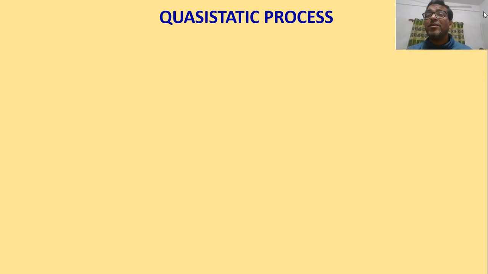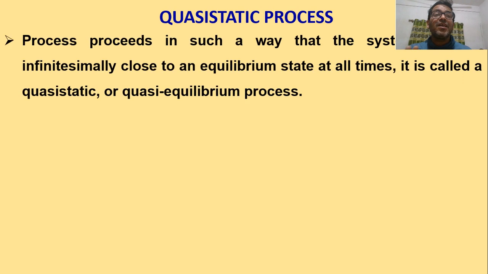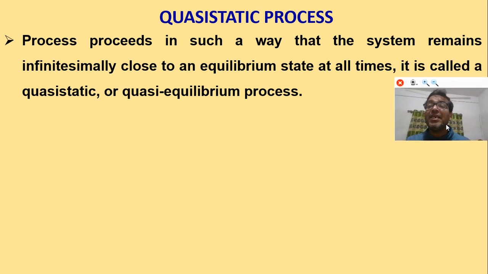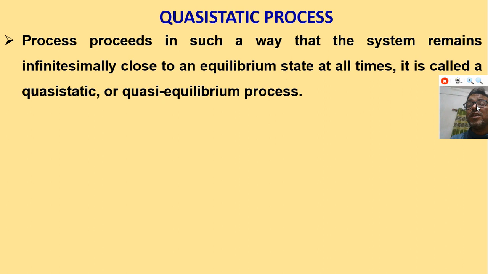Now we will discuss one very important point, that is the quasi-static process. What do you mean by quasi-static process? Quasi means nearly the same, right? So here the process proceeds in such a way that the system remains infinitesimally close to an equilibrium state. So it is not exactly the equilibrium state, it is close to the equilibrium state.